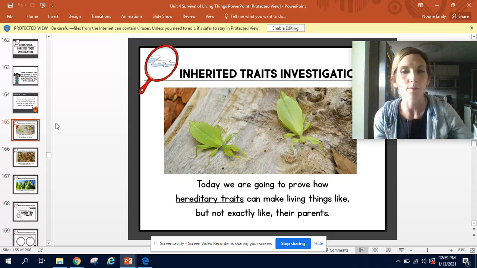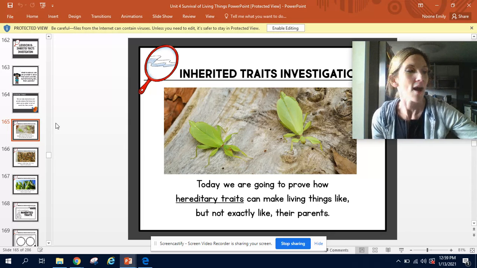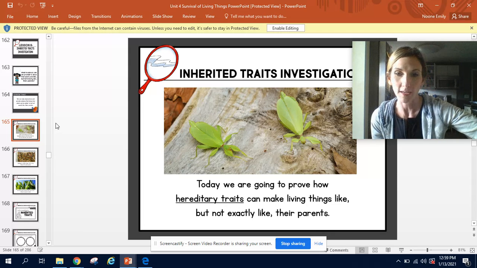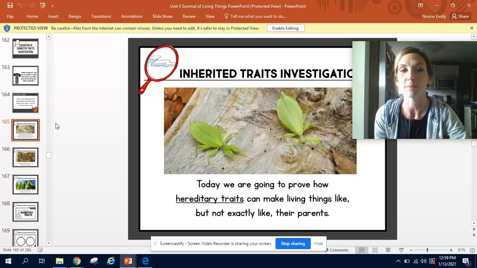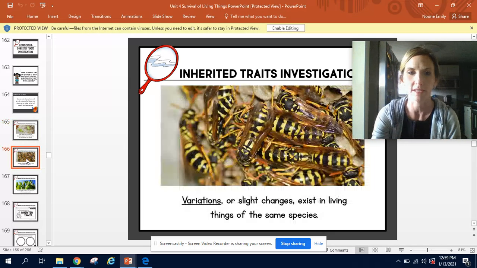So today we are going to prove how hereditary traits can make living things like, but not exactly like, their parents. So we learned it yesterday. Today we're going to be scientists and we're going to prove it. Okay?